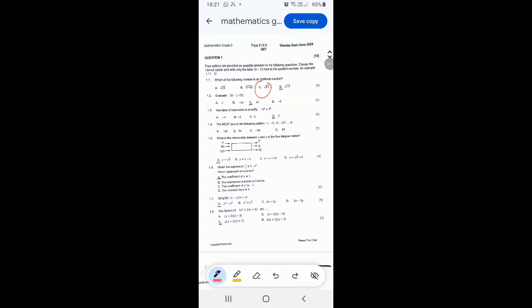Okay, question 1, 1.1. Which of the following numbers is irrational? Irrational is a number that does not make sense, so it does not have a particular pattern. So 2 makes sense, 3 makes sense, 0, minus 4, etc. But if you get a number like 2.03456 and a bunch of numbers, this number doesn't make sense. It doesn't have a particular pattern.